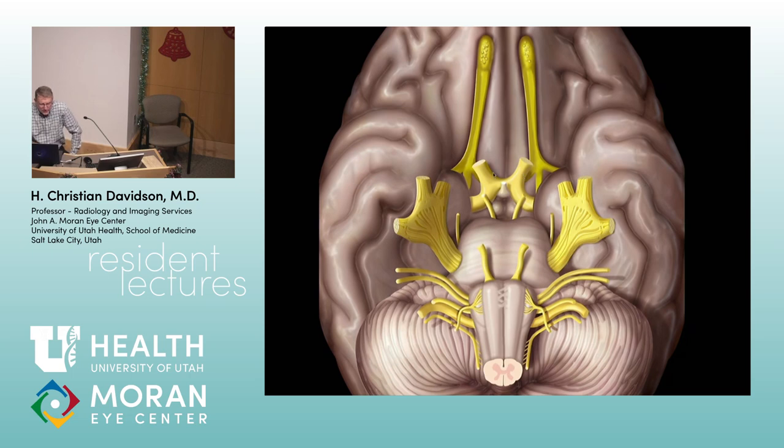From below, the close relationship between the chiasm and the stalk of the pituitary. The oculomotor, the third nerve, coming out above the pons and the interpeduncular cistern. 4 coming around the sides. 5, this great big beefy thing coming from the lateral margins of the pons, giving it 3 branches. 6, coming out underneath the pons and ascending near the midline. 7 and 8 coming out at the cerebellopontine angle, and the 9 and 11 and 12 below.